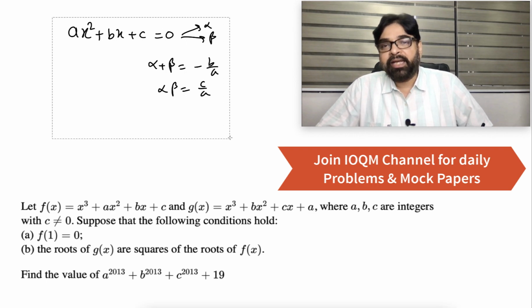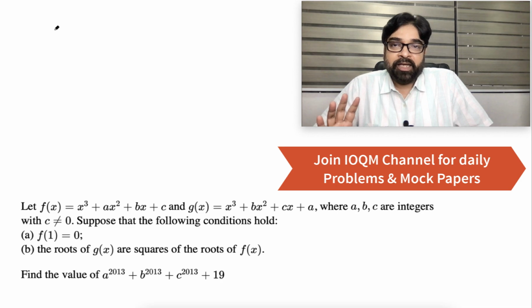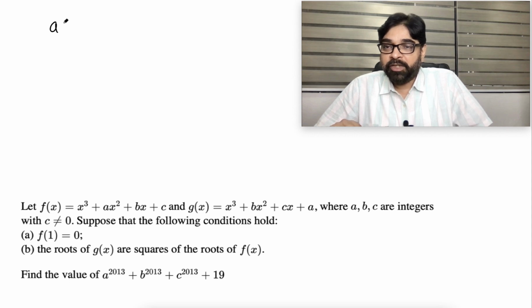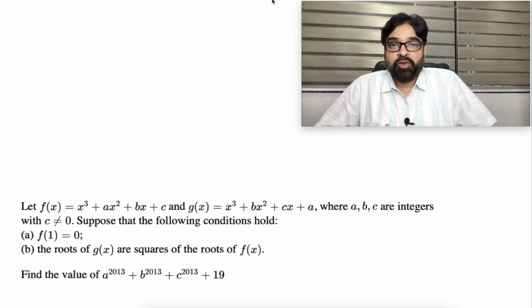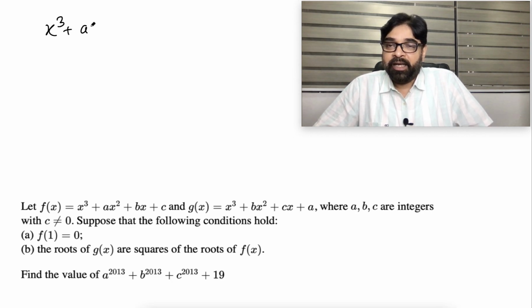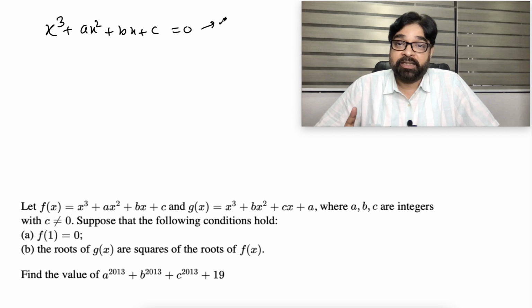Not only quadratic, any equation. Let's say a cubic equation. First thing, make the coefficient of the biggest power of x equal to 1. For example, if it is ax cube plus bx, divide by a, so that the coefficient of the biggest power is 1. So suppose I say one equation is x cube plus ax square plus bx plus c equal to 0. This will have three roots. Let's say alpha 1, alpha 2, alpha 3.